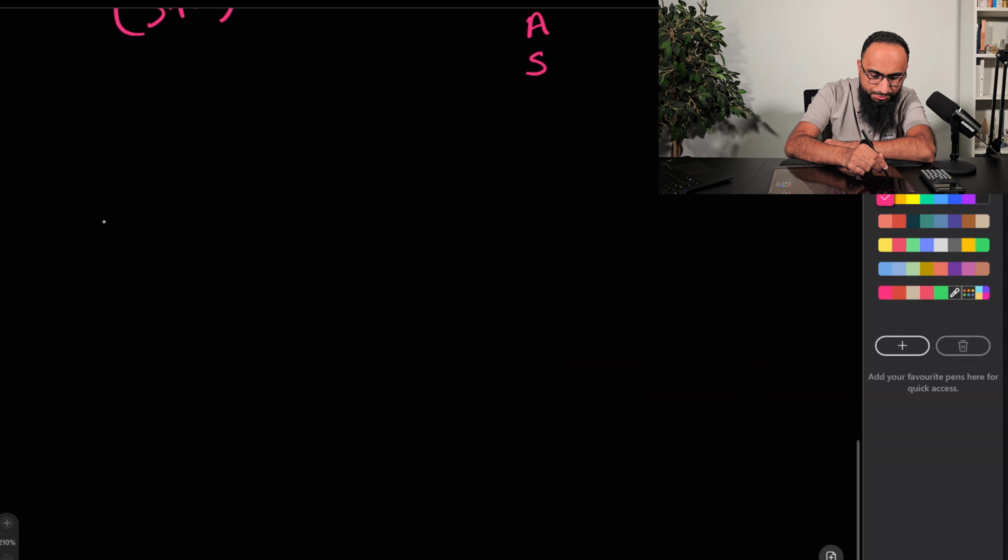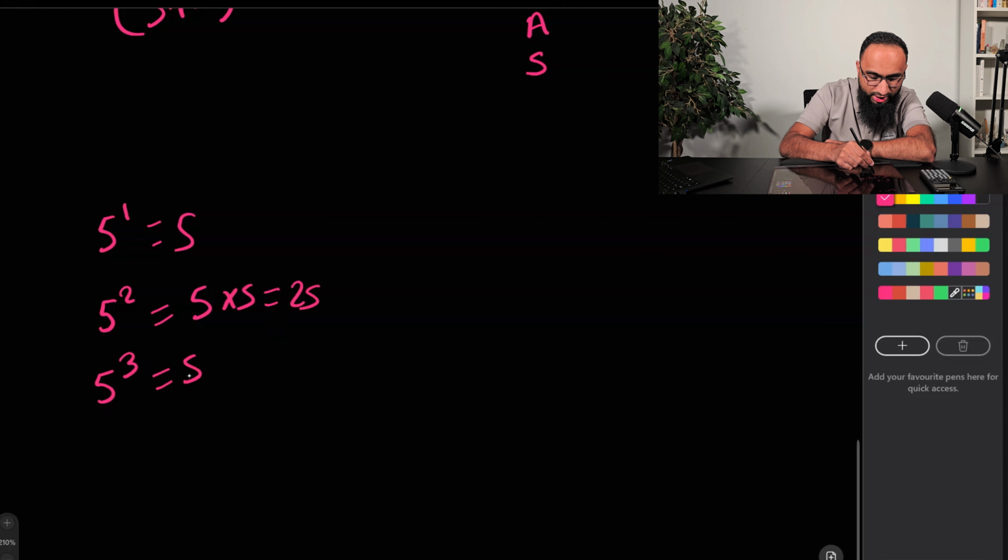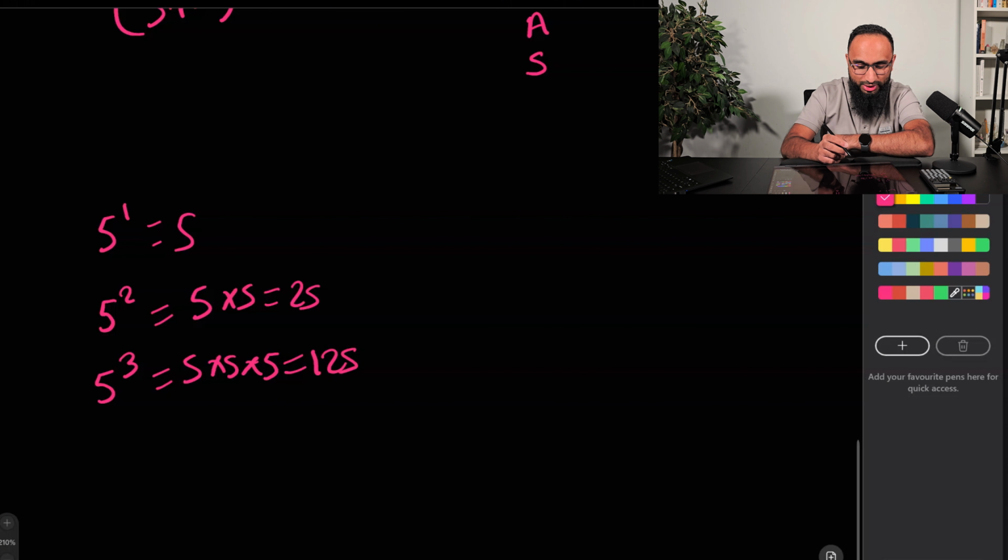So imagine you had 5 to the power of 1. Well, I hope all of you know that it's 5. And then 5 squared just means 5 times 5, which we know is 25. And then 5 cubed is 5 times 5 times 5, which is 125. So all we're doing here is, if it's 5 to the power of 3, we're doing the 5 multiplied by itself 3 times.